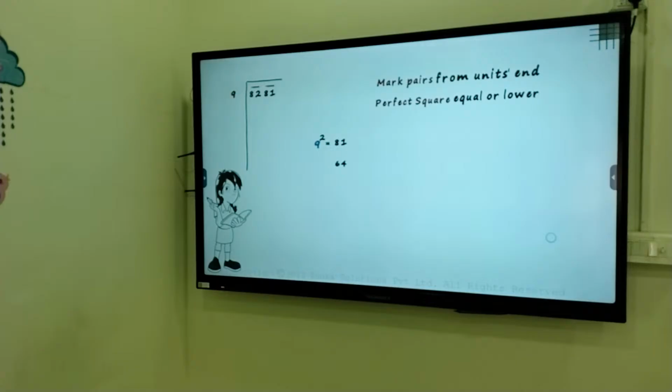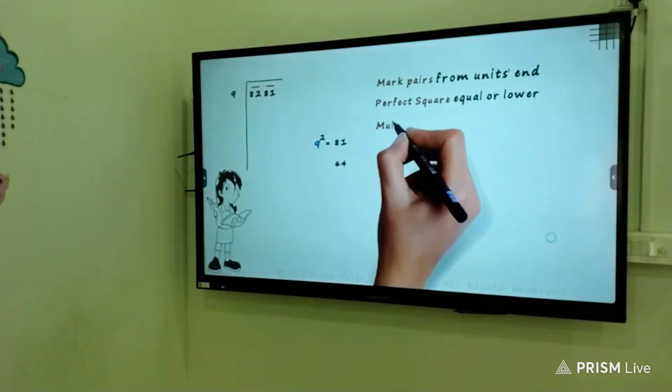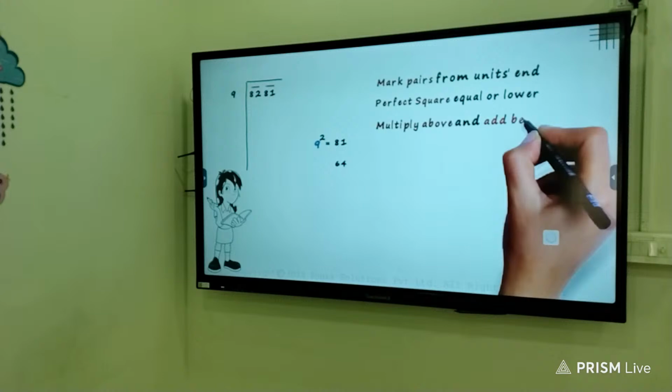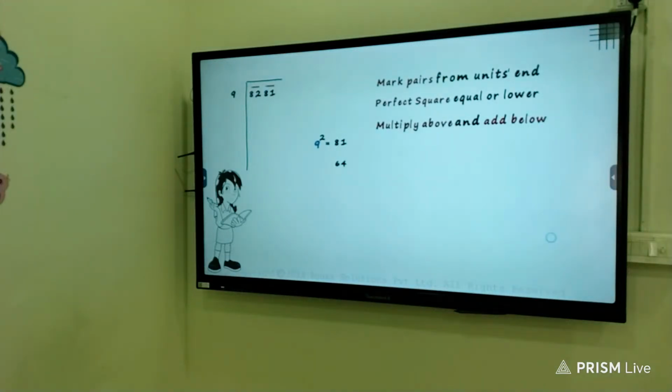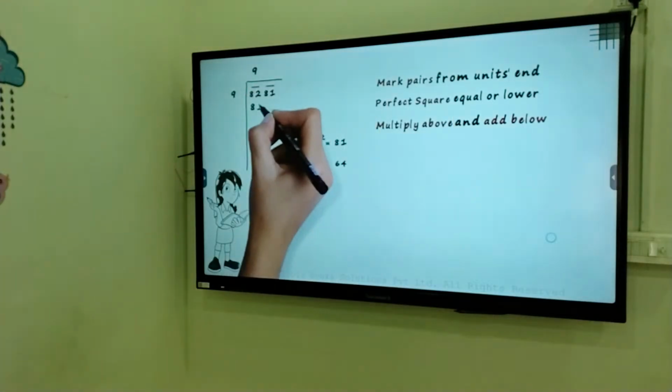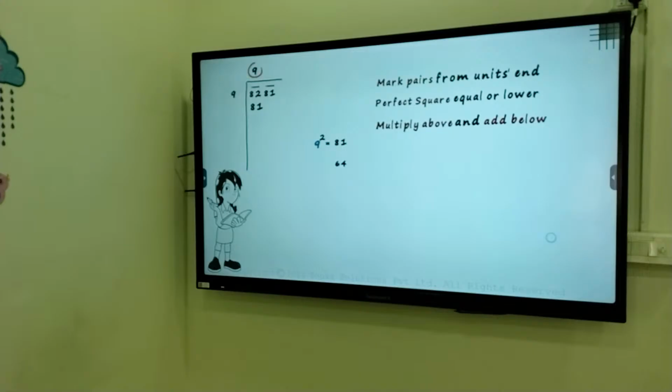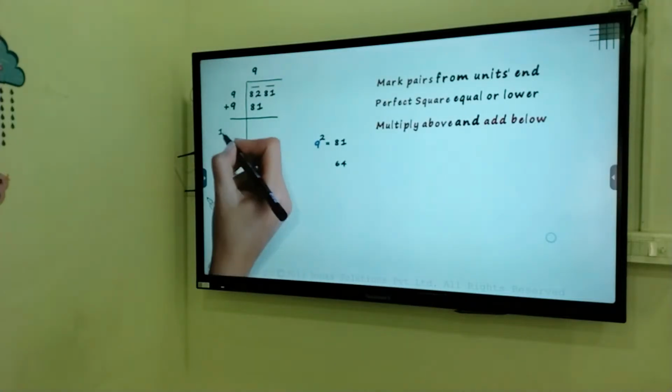The next step is one of the easiest steps, but it's a step where most of the students get confused. The step says multiply above and add below. But what do we multiply and what do we add? It's the same number, 9. Let's focus on multiplying above first. We multiply 9 with 9 and write the product here. So the 9 you are multiplying is written on top. Now let's come to add below. We add 9 with 9 and write the sum underneath. 9 plus 9 gives us 18.